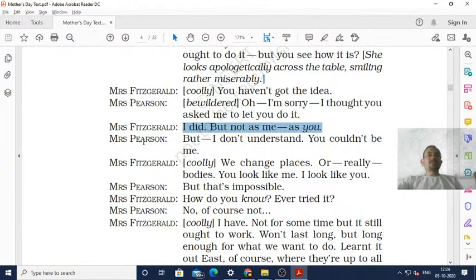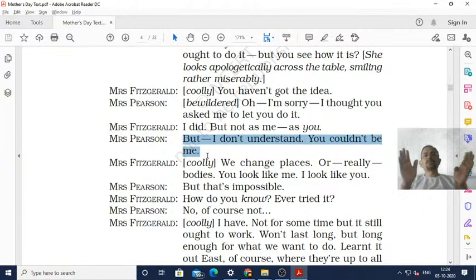Mrs. Pearson says, but I don't understand. You couldn't be me. Mrs. Pearson becomes very confused, saying, how can I be you? I am myself. You are yourself. How can I be you and you me? It's difficult. One cannot adopt the personality of another, because two people are extremely different. They have contrasting ideas, contrasting temperament, contrasting opinions. So two persons can never be the same. Then how can you do that? You can never be me.